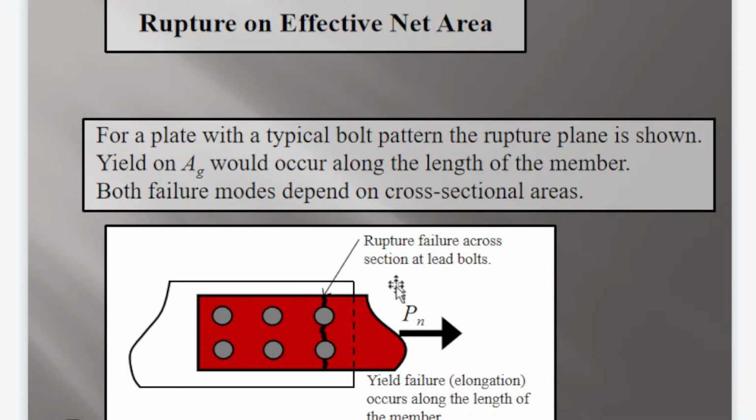However, the rupture is concentrated on the failure across the section at the lead bolts. Usually, the lead bolt suffers the most. So the leading bolts, meaning bolt line number 1, are the most susceptible to failure. Yield failure or elongation occurs along the length of the member. But when we are talking of rupture, that is the difference between rupture and yield.